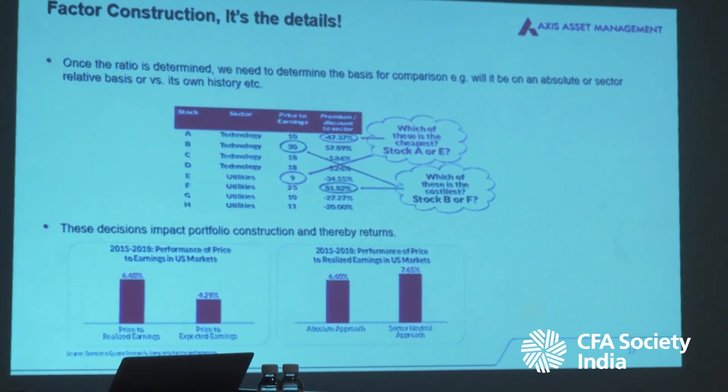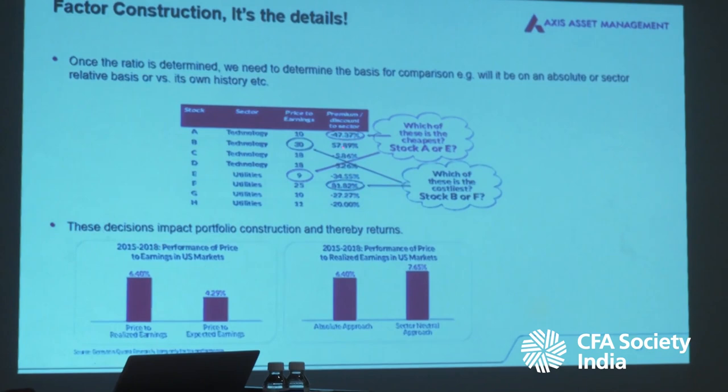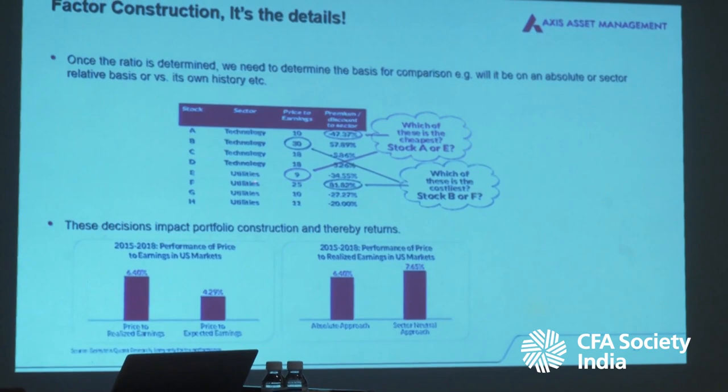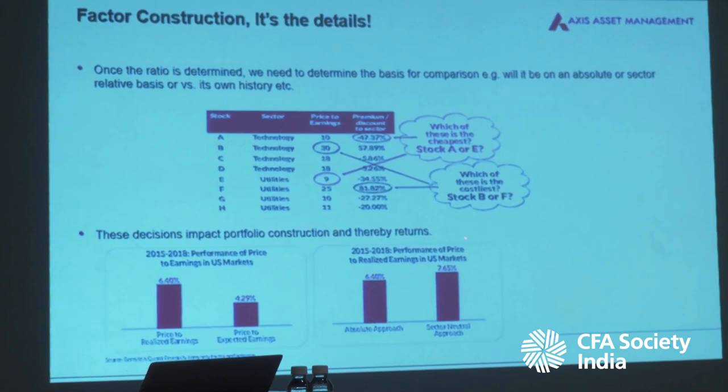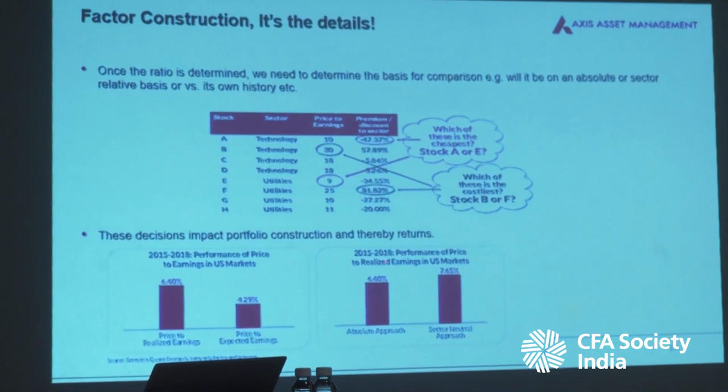That's the absolute approach. In a sector neutral approach, you will look at the premiums relative to the sector. So you'll say essentially after comparing it to the sector, stock F looks much costlier than stock B because it is trading at a much higher premium. So you adjust for the sector levels in a sector neutral approach. When you do that, you notice that the sector neutral approach actually does better than the absolute approach in this period, 2015 to 2018.